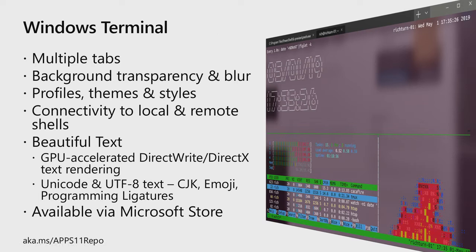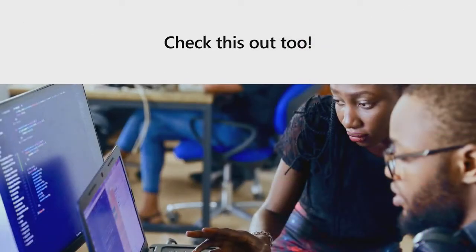You can have connectivity to local or remote shells, and I'll show you the actual Azure Cloud Shell in a couple minutes. And there's some beautiful things you can do with themes and text to make sure that you've got everything just the way you like it, and you can tell when you're in a certain environment. So let's check that out real quick, too.